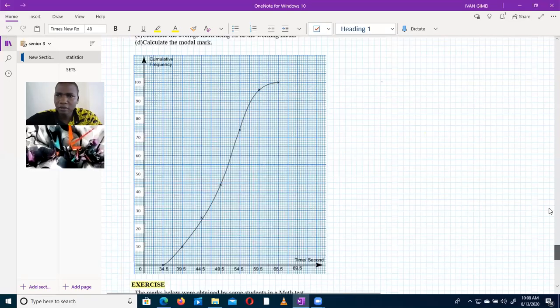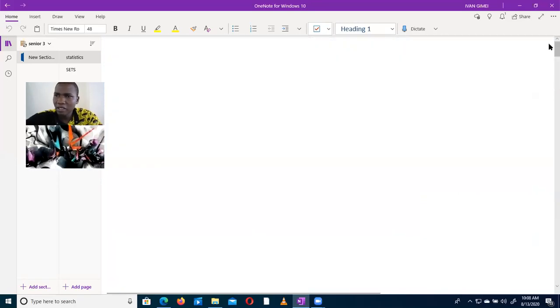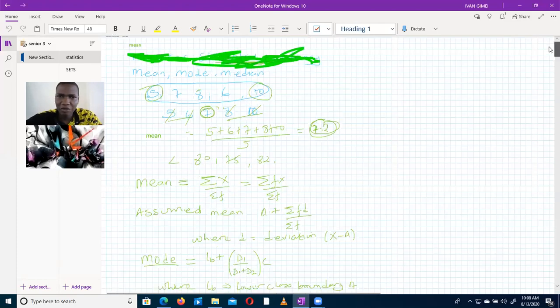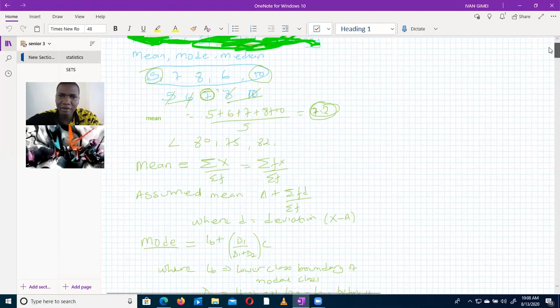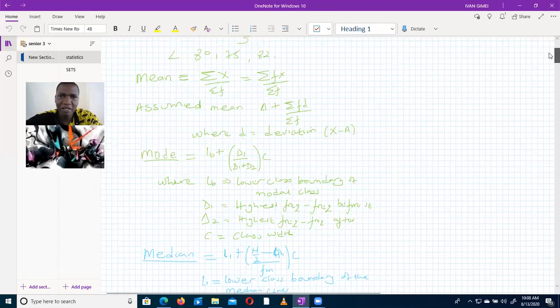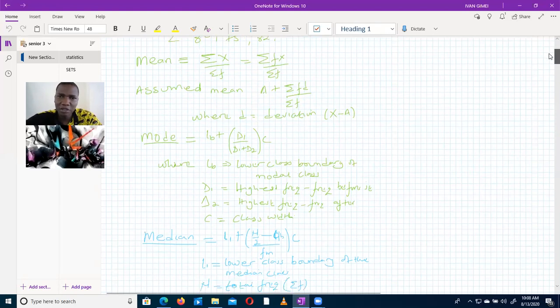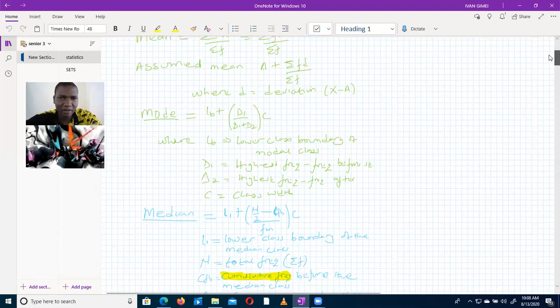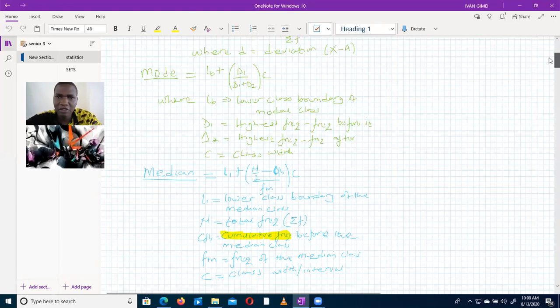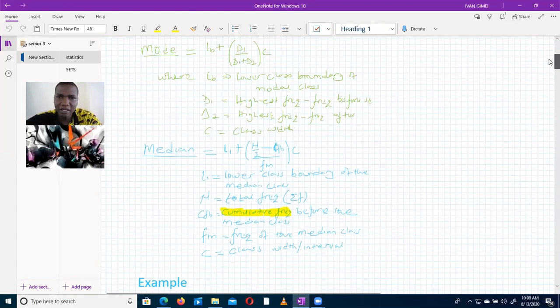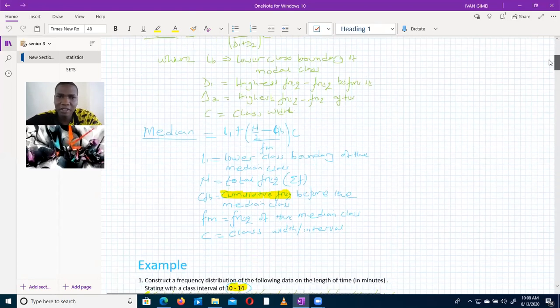Okay, so this is what we looked at all along. We introduced statistics. I remember giving you the formula for finding the mean. We said you can find the mean using two approaches, using assumed mean and also using the normal formula. The formula is there, you can see it. I also talked about the mode. That's how we find the mode, and I think you recall how to do it.